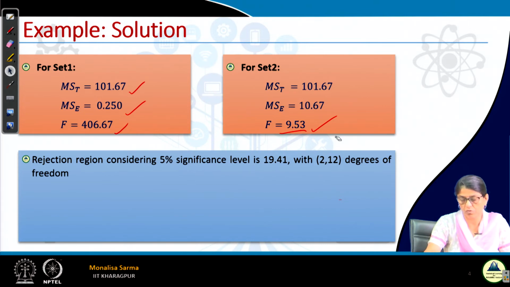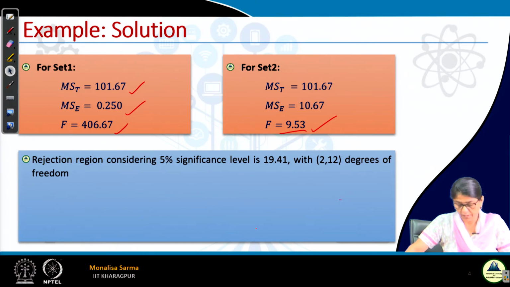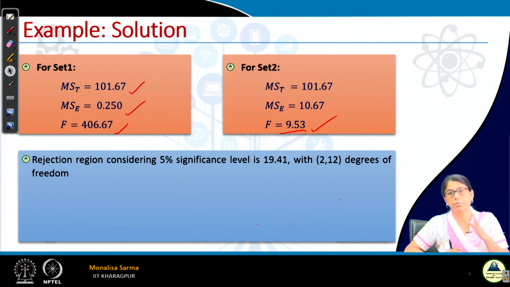So, degrees of freedom is 2, and for MSE degrees of freedom is n minus a, n is 15, total that is 15, 15 minus 3 is 12. So, our degrees of freedom is 2 and 12. So, if you see the F table for 5% significance level, here we will consider alpha is equal to 0.05 only, we will not take alpha by 2, because it is single tail, it is not two tail.